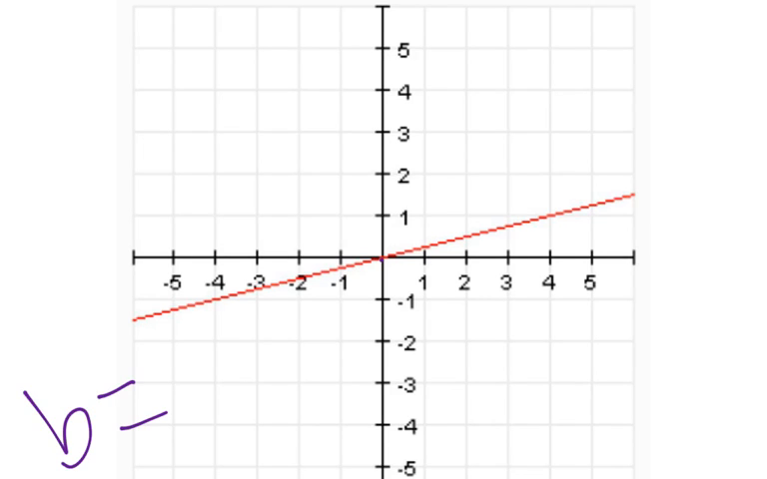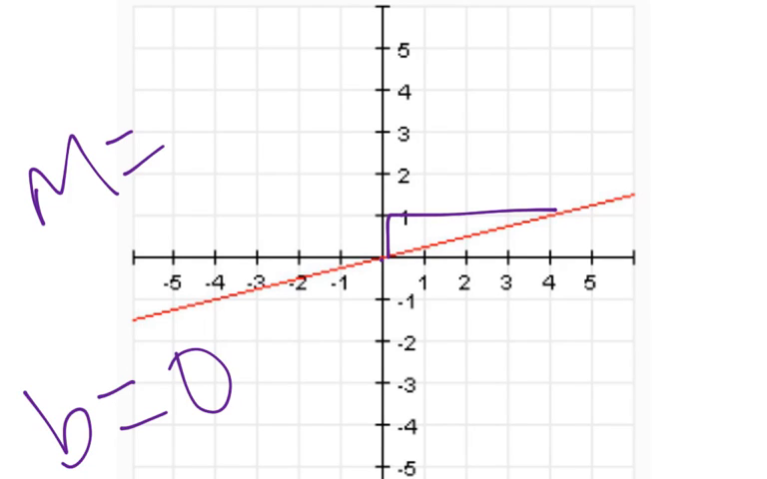Y-intercept, where does it cross the y-axis? Right here. That's going to be at 0. Your slope, you've got to find 2 good points. Make your triangle. We have 1 there, 1, 2, 3, 4 here. Your rise has to go on top, so it's 1/4.